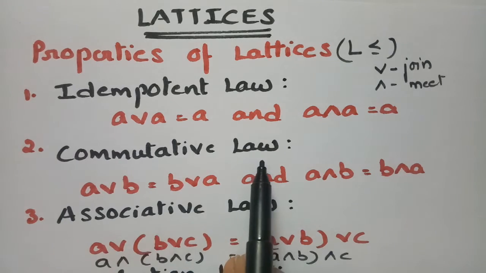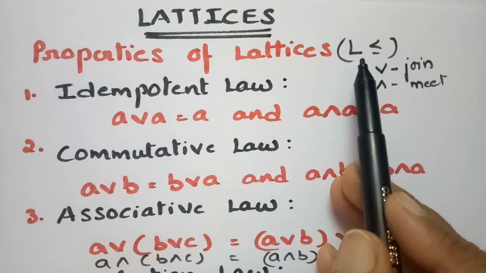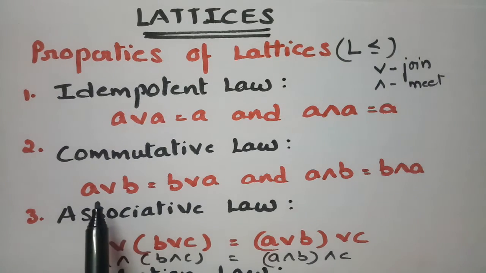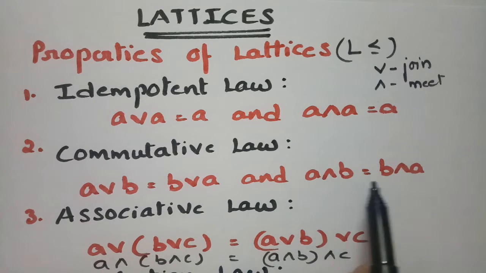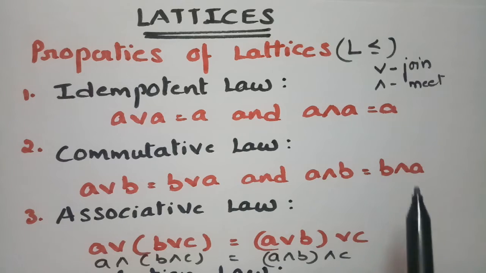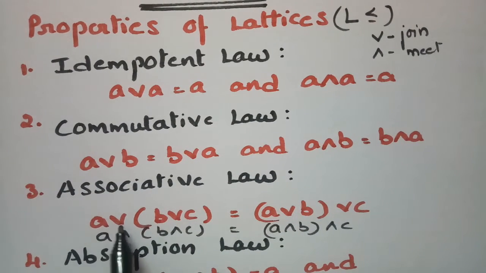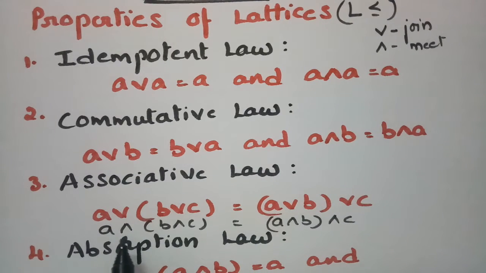And next one is the commutative law. In this set I have taken two elements, that is A as well as B, and according to these operations, we have A join B is equal to B join A, and A meet B is again equal to B meet A. And next, coming to the associative law, A join B join C is equal to A join B join C. And for the meet, A meet B meet C is equal to A meet B meet C.